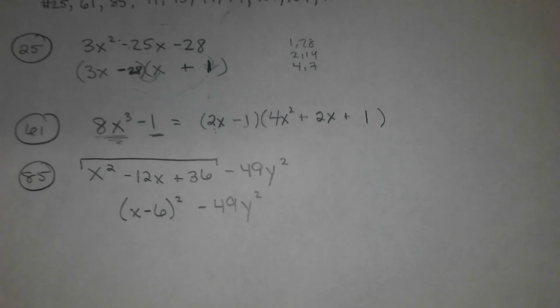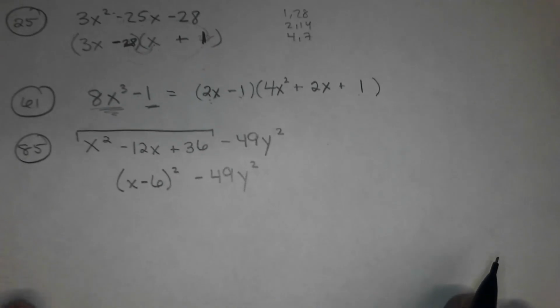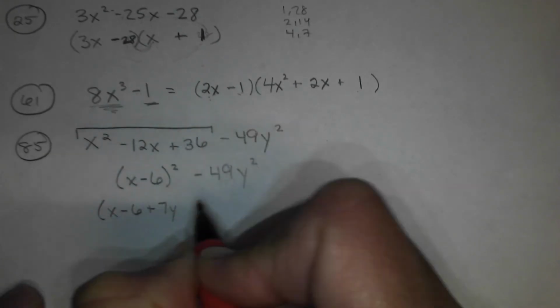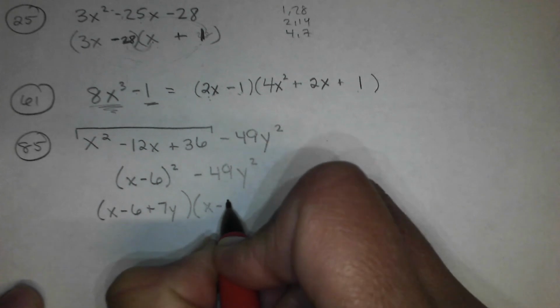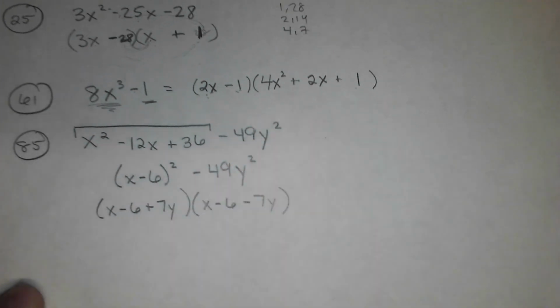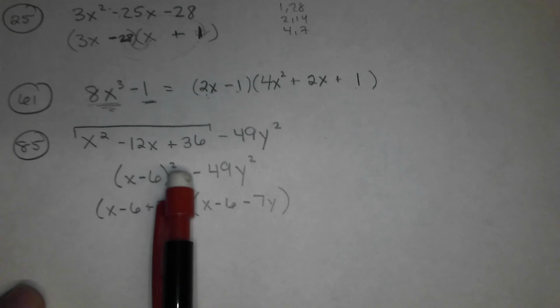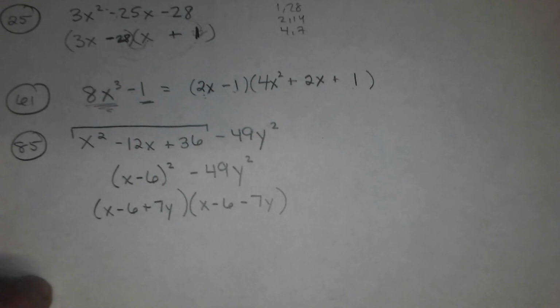And once you see that and get that, now you have the difference of a perfect square and a perfect square. Difference of perfect squares factors into conjugates. So we have x minus 6 plus 7y and x minus 6 minus 7y. The square root of this plus the square root of that, the square root of this minus the square root of that. Jenna.